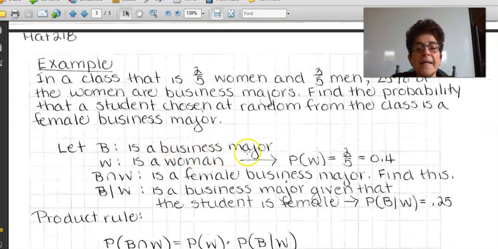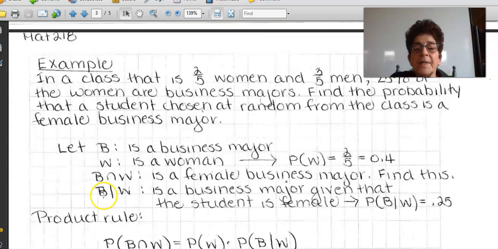We're going to call event B picking a business major. We'll call event W a woman, a female. We're given the probability of picking a woman at random is 2/5 or 0.4. What we want to find is the probability of picking someone who is a business major and a woman, a female business major. This is what we have to find.